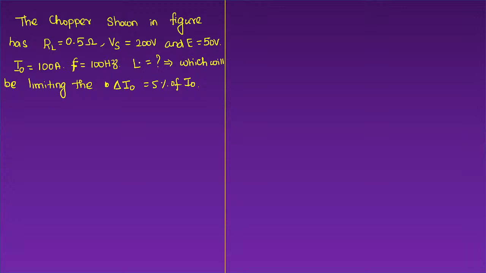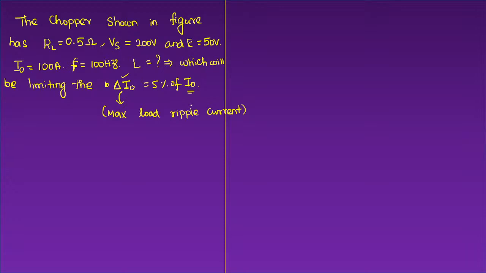You have to identify the desired value of inductance such that the resultant inductance will control the maximum limiting current. We know that is the maximum load ripple current. So the maximum load ripple current will be limited to 5% of I naught, in the sense of the average output current only. So the maximum ripple current will be limited to 5% of I naught current.